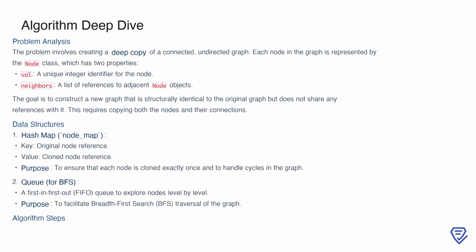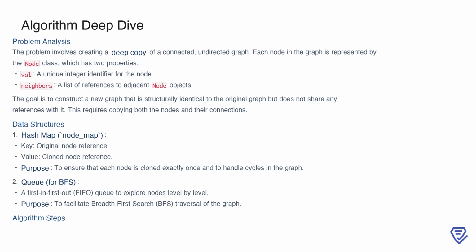When tackling the problem of cloning a graph, the objective is to create a deep copy of a connected, undirected graph. Each node in the graph is defined by the node class, which includes two properties: val, a unique identifier for the node, and neighbors, a list of adjacent nodes. The key challenge here is to replicate the graph structure exactly while ensuring that no references are shared between the original and the cloned graph. This means we need to copy both the nodes and their connections.